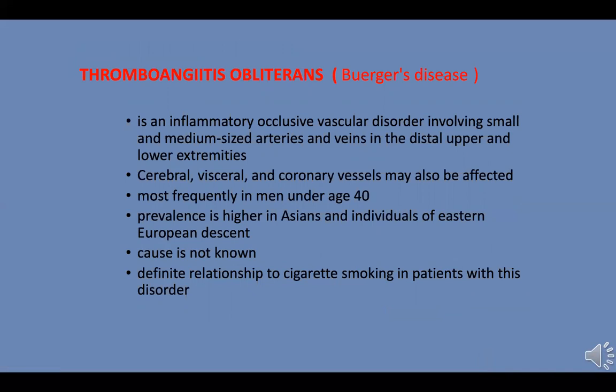Thromboangiitis obliterans, or Buerger's disease. This is an inflammatory occlusive vascular disorder involving small and medium-sized arteries and veins in the distal upper and lower extremities. Cerebral, visceral, and coronary vessels may also be affected.